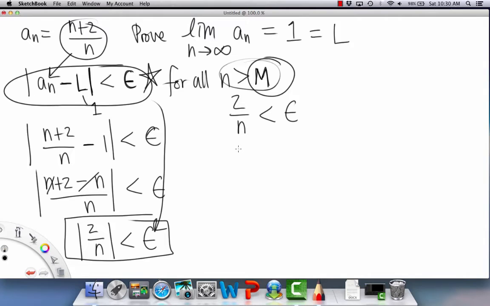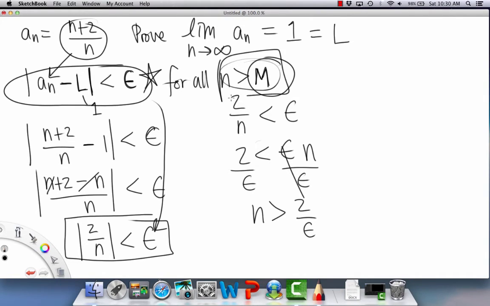So we're going to multiply by n on both sides. Then this is epsilon times n, and then divide by epsilon. And we get that n, I'm just going to flip it around here, n has to be greater than 2 over epsilon. Okay? And see how this is in the form of this now. So we know that M, which is on the right side, equals 2 over epsilon.